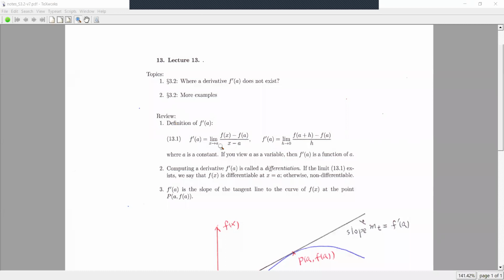Review number 1. These two formulas are called the definition of the derivative at the point A. The definition says that derivative is a limit. In these two formulas, the point A is a constant. If you view A as a variable, then derivative is a function of A. When something depends on a variable, we call that thing a function of that variable.